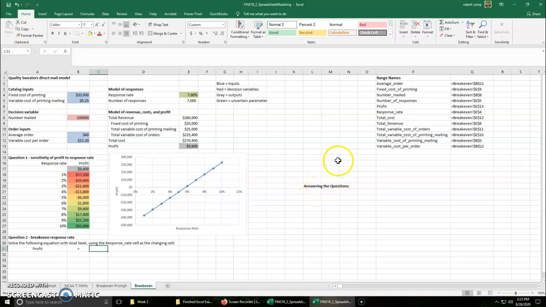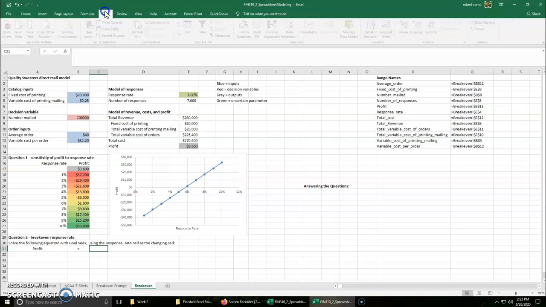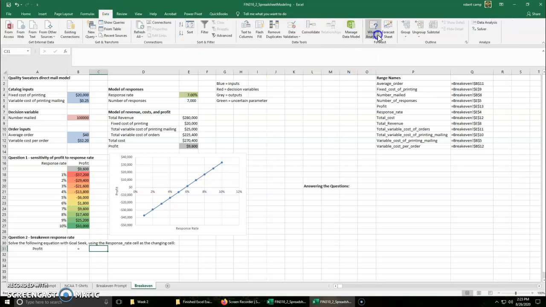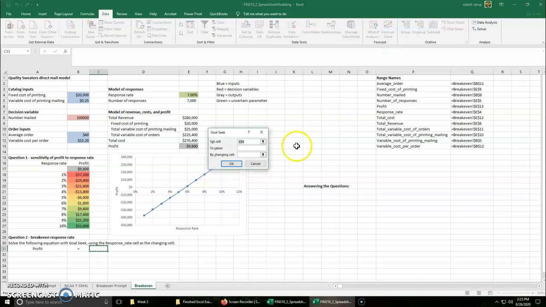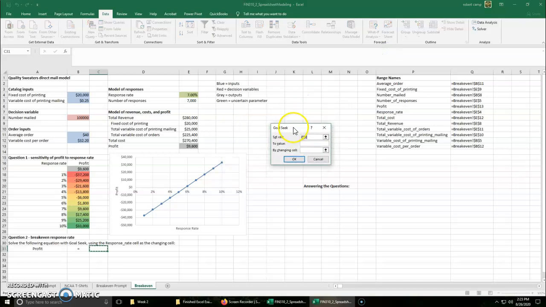And so what we're going to do on that is we're going to go back to our data tab. We're going to go back to our what if analysis, but instead of using the data table, we're going to use this function here called goal seek. So goal seek is really nice. It's an easy function to use. It's got some limited value, but it's good for a very specific thing. And a lot of times that is break-even analysis.